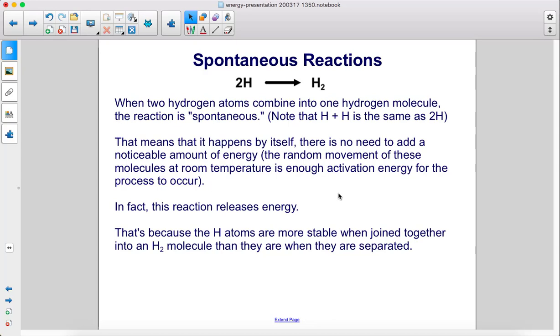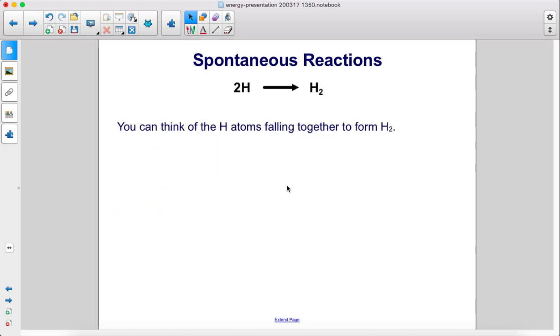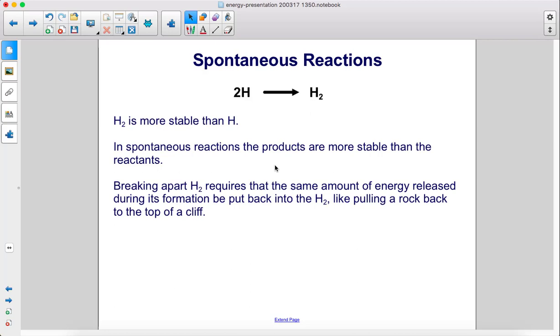That's because the hydrogen atoms are more stable when joined together into an H2 molecule than when they are separated. You can think of the H atoms falling together to form H2. H2 is more stable than H. In spontaneous reactions, the products are more stable than the reactants. Breaking apart H2 requires that the same amount of energy released during its formation be put back into the hydrogen molecule, like pulling a rock back to the top of a cliff.